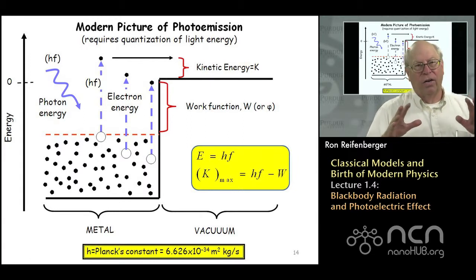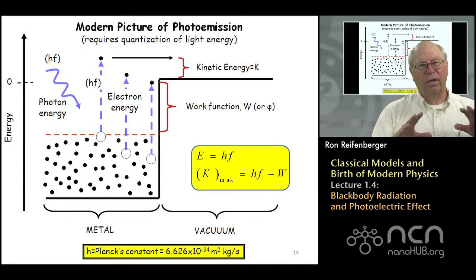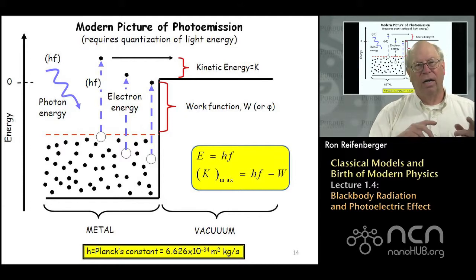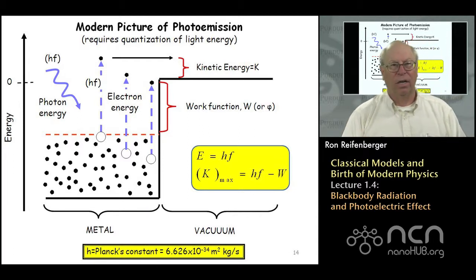So this is a quick summary of two seminal experiments performed in the late 1800s, early 1900s. In our next lecture, we're going to look at two other experiments and see how they also reinforce this idea of quantized photon energies in electromagnetic radiation. So we'll see you for the next lecture.